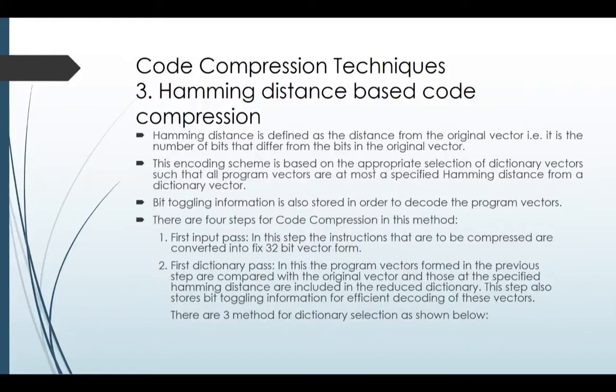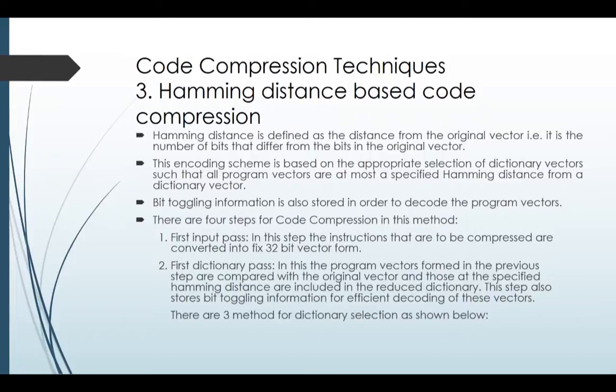This is another code compression technique which is widely used in embedded systems. It is based on Hamming distance. Hamming distance is defined as the distance from the original vector, that is, the number of bits that differ from the original vector. In this scheme, the program vectors that are selected should be at most a specified Hamming distance away from the dictionary vector. It also includes bit toggling information in order to decompress the program vector.